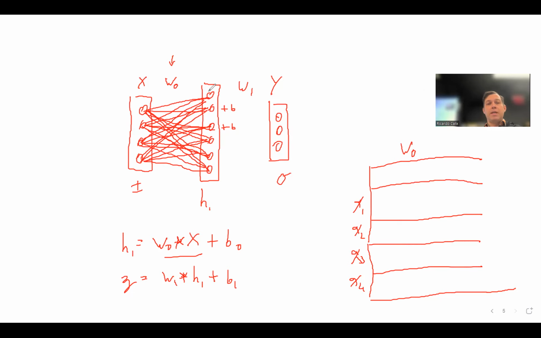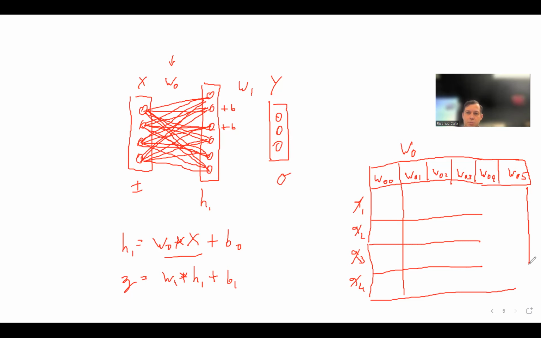How many neurons do we have? We have 6. So I'm just going to say, because it's W0, I'm going to say W0 and then 0 for the first one. Okay, so that's for the first one. Okay. Then I'm going to say W01, W02, W03, W04, and one more, W05. Okay. Like that. I'm going to close this matrix over here.